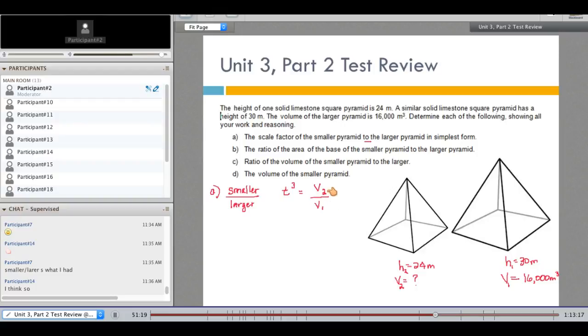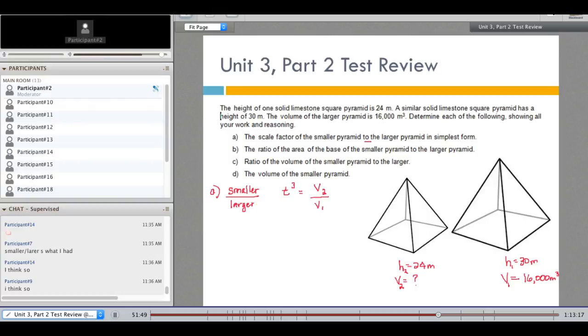And I wouldn't stress out too much about the 1 and the 2 for this particular problem. As long as this part makes sense, you guys should be all right. So the way part A reads is that we want the scale factor of the smaller to the larger. So that tells you smaller needs to go in the numerator and larger needs to go in the denominator. That's the key, okay?